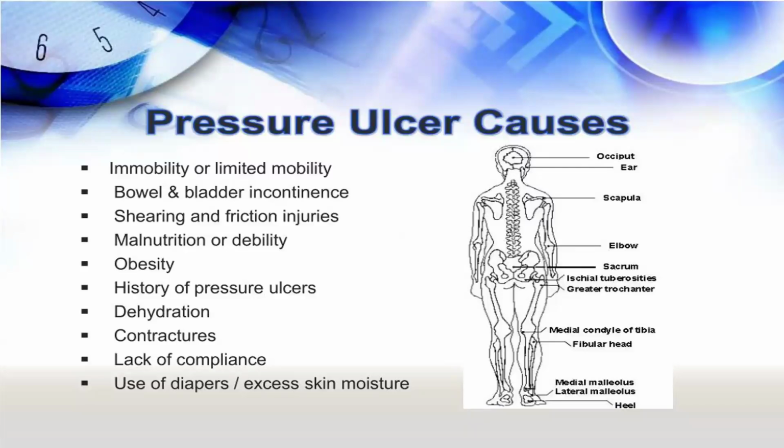This is kind of a summary of pressure ulcer causes: immobility, bowel and bladder incontinence, shearing and friction forces, malnutrition, obesity, history of pressure ulcers, dehydration, contractures, lack of compliance and use of diapers, and excessive skin moisture. And on the right, it shows you the areas that always get affected.